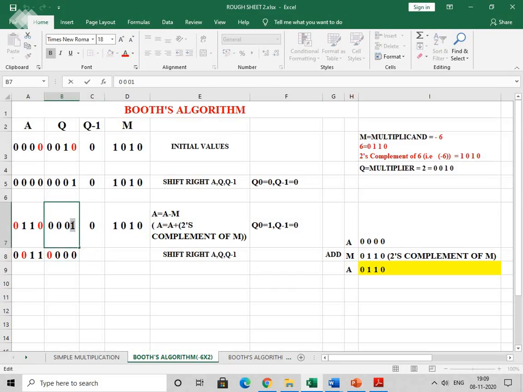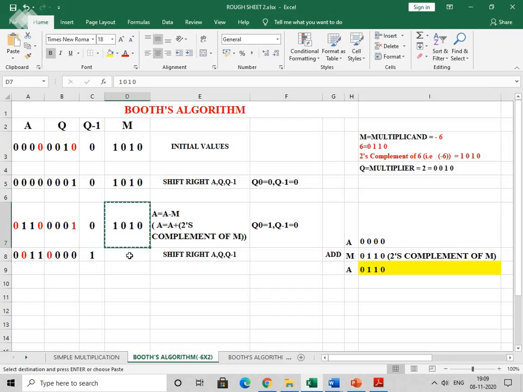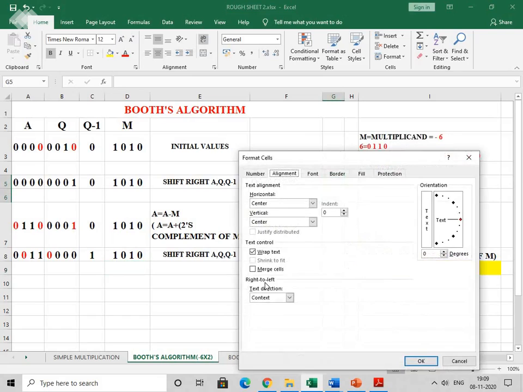Now this one will come at Q minus 1. And the rest will remain as it is. Now after this, so this is your first cycle.